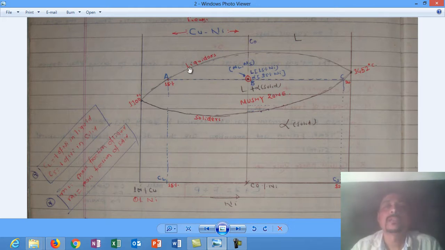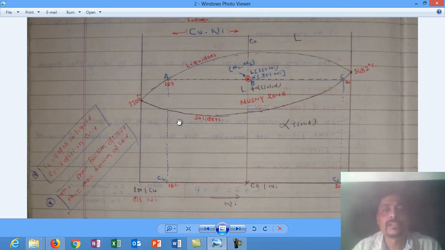Here you can see the word liquidus is written. This line is called liquidus. That means liquidus is the separator. Liquidus is the line which separates the liquid zone and the mushy zone. What is liquidus? It is the line which separates the liquid zone from the mushy zone.